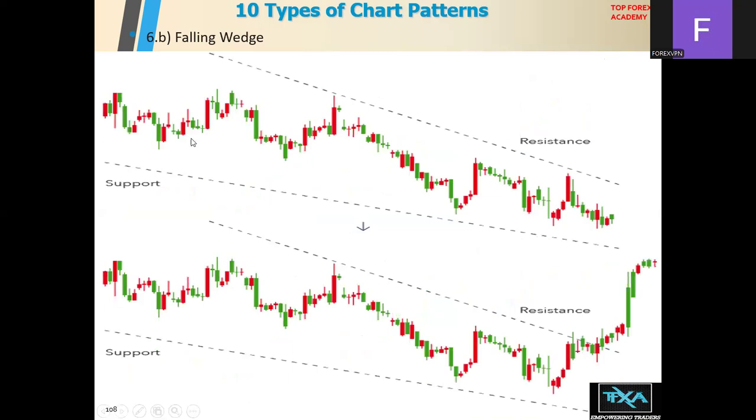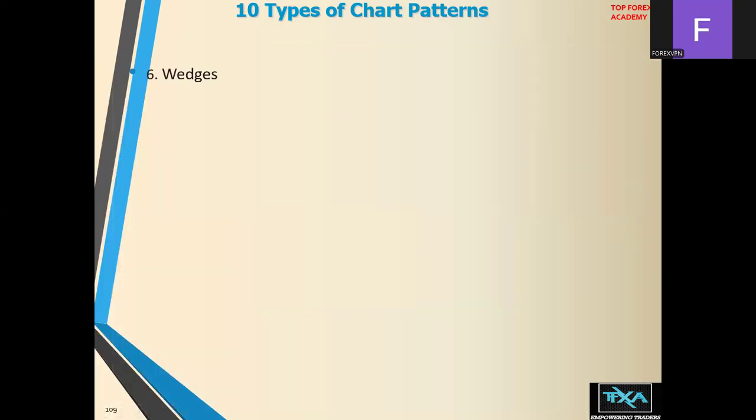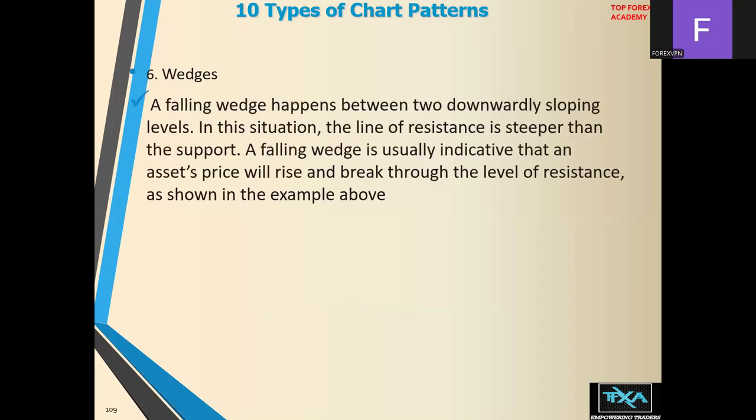A falling wedge has the opposite characteristics. It's falling, but then the wedge is closing up. As the wedge is closing and diminishing, you notice that the resistance is broken to the upper side and the market reverses.